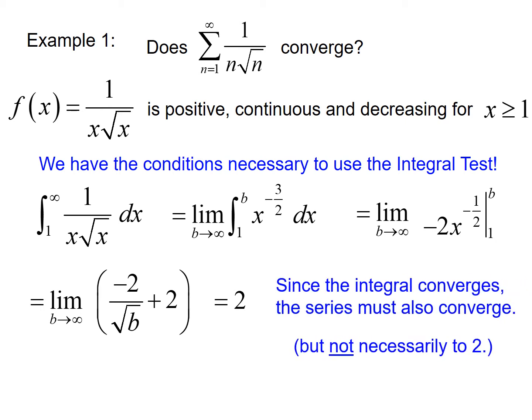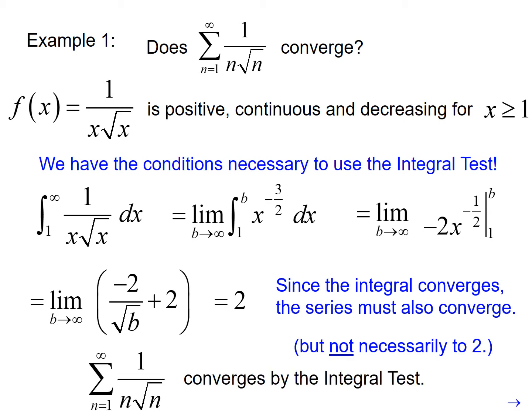Since the integral converges, the series must also converge. The integral we know converges to 2. The series doesn't necessarily converge to 2. It converges to something else, but we do know that it converges. So we can state that our series, sum from n equals 1 to infinity of 1 over n root n, converges by the integral test.